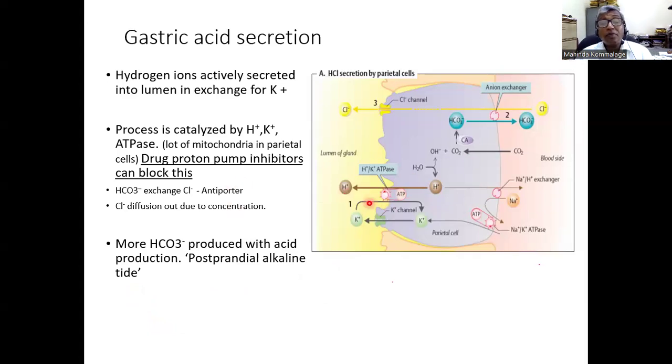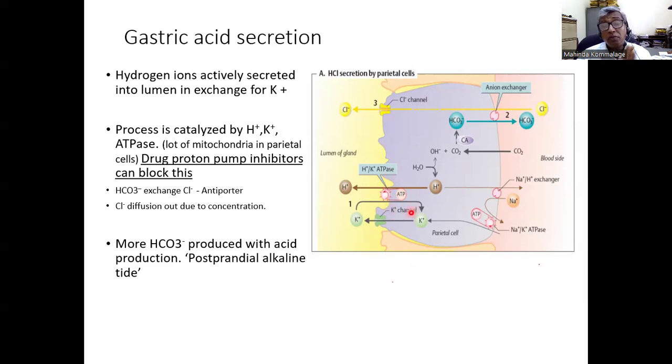Then the drugs, proton pump inhibitors, can block this step. So when you get gastritis, probably you remember you get drugs like omeprazole, pantoprazole, esomeprazole. They will inhibit this proton pump, this mechanism, and prevent acid secretion, right? I'm sure you or your parents or somebody used omeprazole, pantoprazole, or esomeprazole. Those are proton pump inhibitors, right?